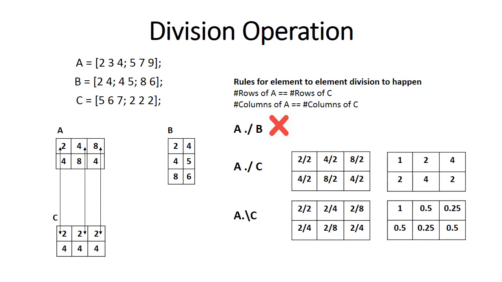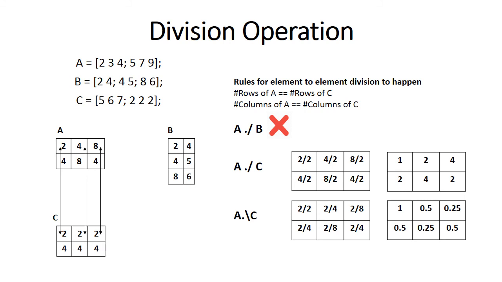The dot division, the element to element operator for division, also applies between two arrays which have the same shape. So you can't say a dot divide b because they don't have the same shape, but you can say a dot divide c. Notice you have the forward slash and the backward slash. The forward slash is just like a normal divide. So a dot divide c will take the first element in row 1 of A and divide it by the first element of row 1 in C.